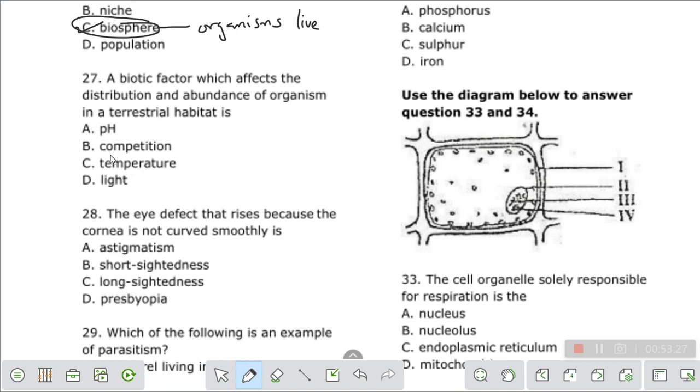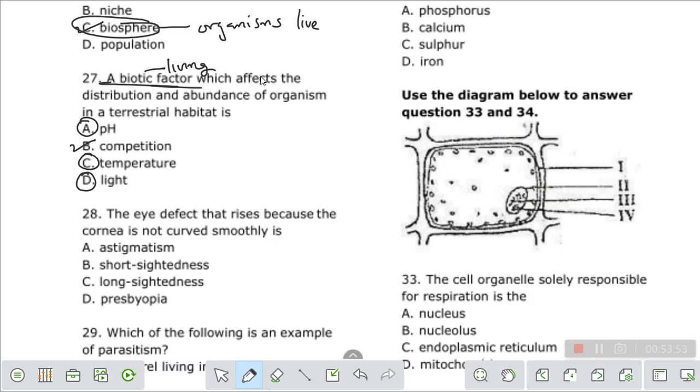Now, the defect that arises because the cornea is not curved smoothly is what? Is it short-sightedness? I told you it's also called myopia, when the image is formed in front of the retina. And you correct that using what? Concave lens or diverging lens. I think I've explained that already.